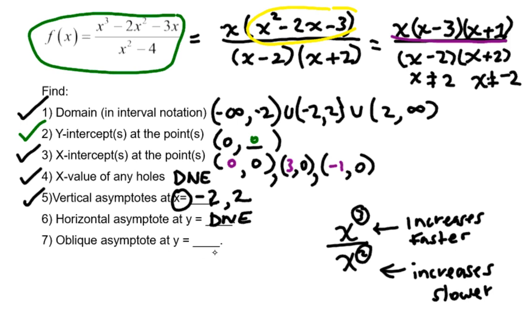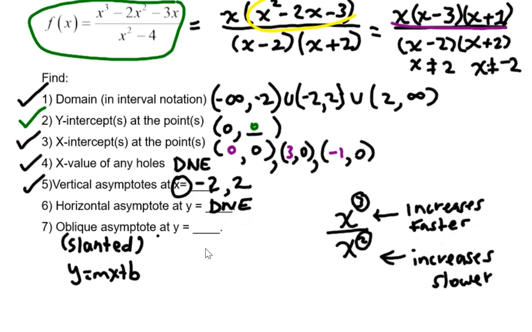Now, because there wasn't a horizontal asymptote, what we can do is see if there's an oblique asymptote, which means slanted. So it's going to be y equals mx plus b. And to find it, what you want to do is long division, or synthetic if you can, but since this one has a quadratic in the bottom instead of a linear term with a lead coefficient of 1, synthetic won't work here, synthetic division. We're going to do long division here. So let's go ahead and set up our long division on the next slide.